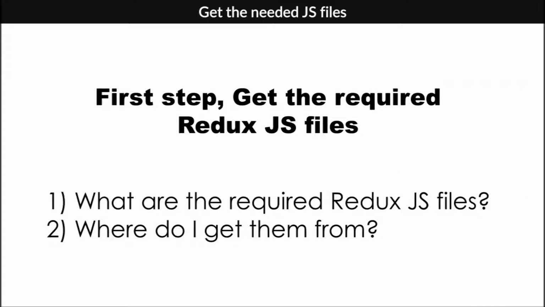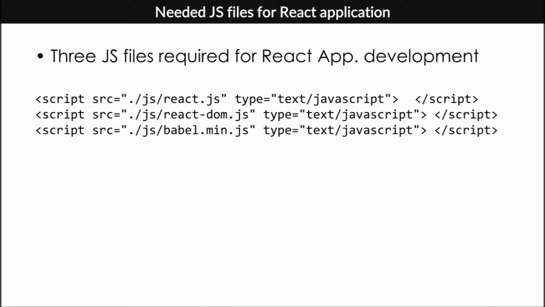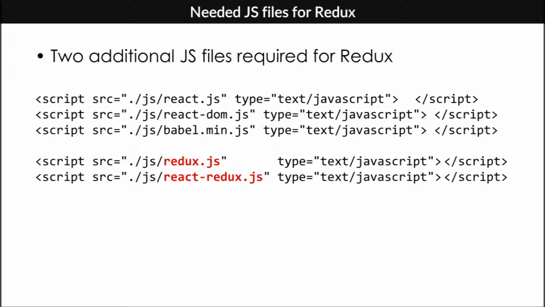But before we get onto any of that, just like we did with the React applications, we need to get some JavaScript files. So what are those files? Well, here are the ones that we needed for React: React.js, React DOM, and Babel to do the translation of things like JSX, which is the React syntax, and ECMAScript 6. For Redux to work, we need two new JavaScript files, redux.js itself and react-redux.js, which is the bridge between Redux and React. So where do I find these?